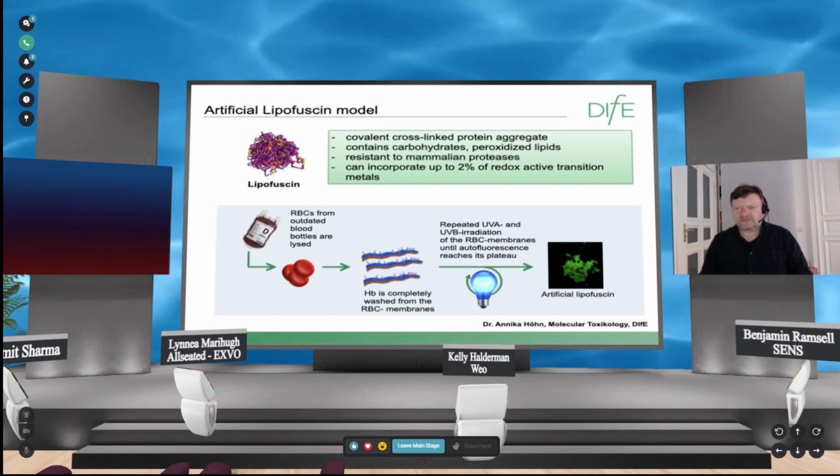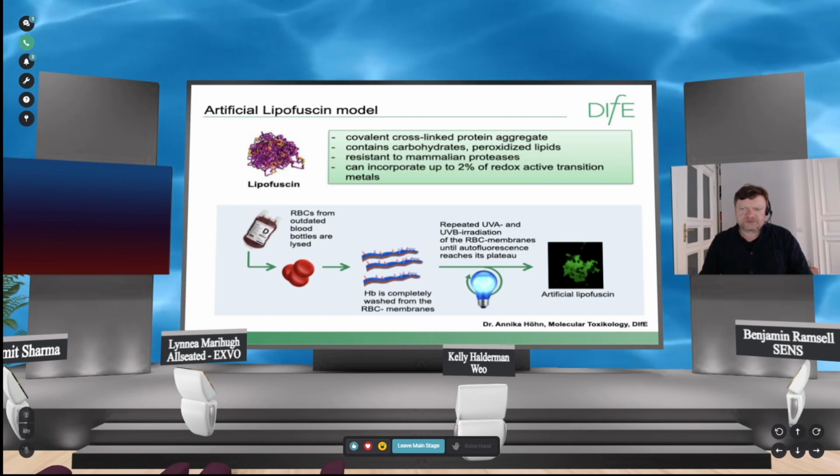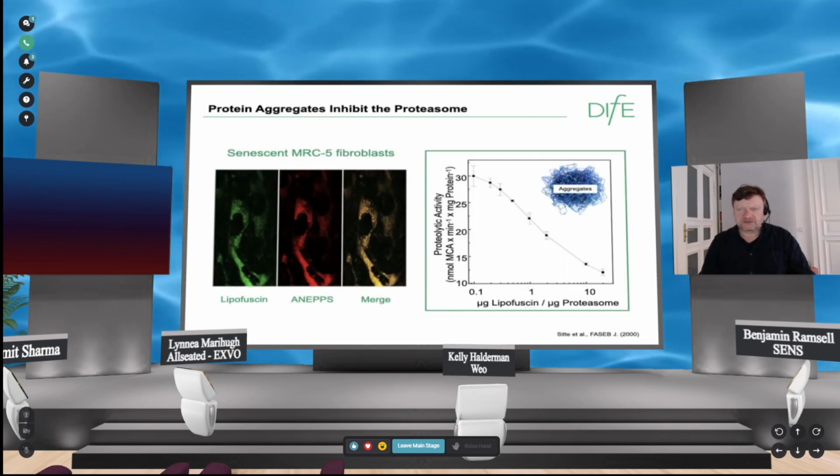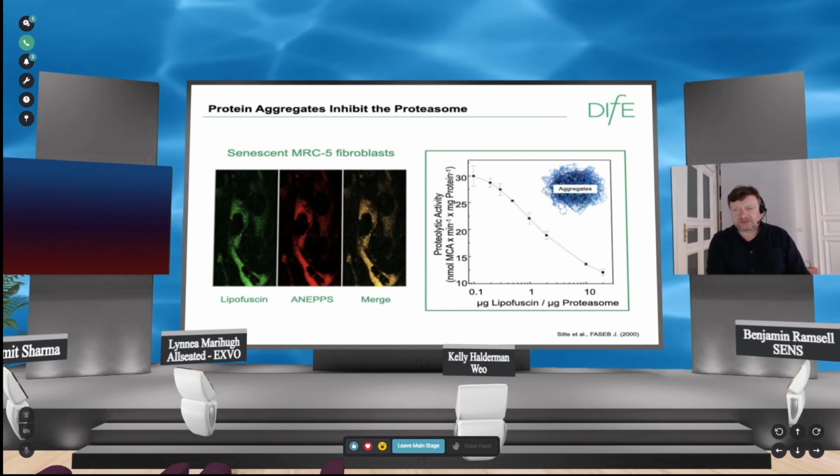So we used this material and exposed it, first of all, to the proteasome. The proteasome, just to remind you, is responsible for degrading damaged proteins.